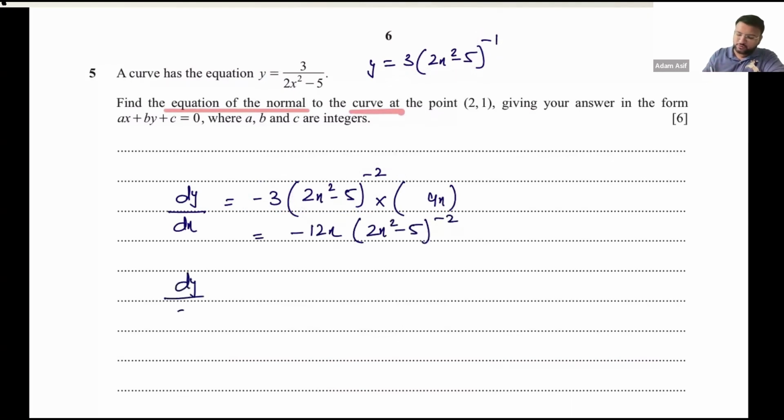Now, I need to find the value of the gradient of the tangent to the curve at the point where x is 2. At this point, the tangent is this, the curve is this, and the normal is this. To find the equation of this normal, I must know the gradient of the normal. To find the gradient of the normal, I must know the gradient of the tangent. So just plug in the value of x as 2.